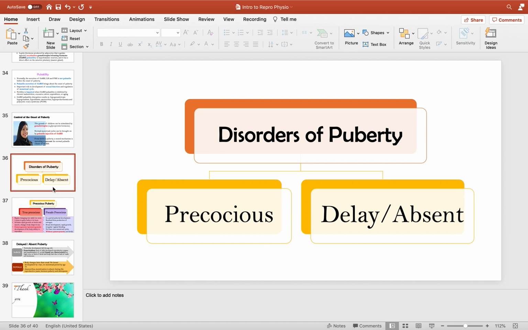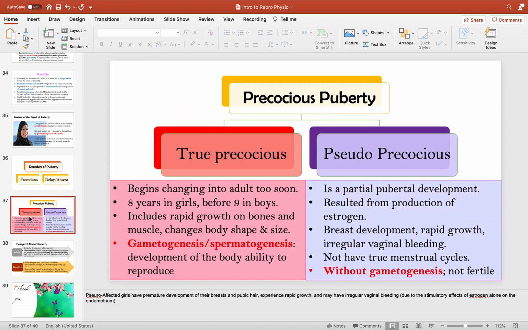And disorders of puberty: first, precocious, and second, delayed and absent. There are two types of precocious puberty, true precocious and pseudo precocious. True precocious puberty begins changing into an adult too soon, before 8 years in girls and before 9 in boys, and includes rapid growth of bones and muscle and changes in body shape and size.